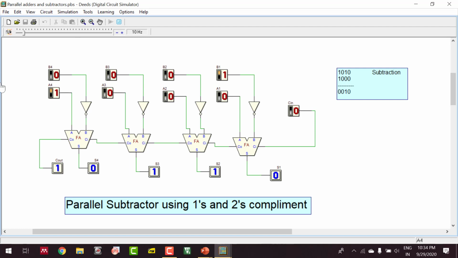So please remember, the A bits are on the lower side and the B bits on the higher side. You are going to subtract A minus B, that means you are going to generate the complement of the B bits. Okay, so let's take one more example.